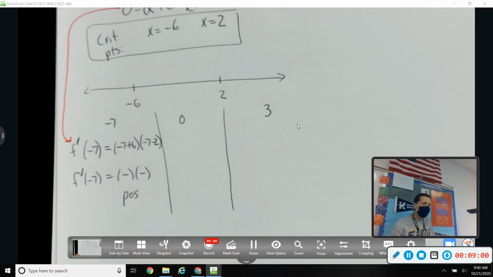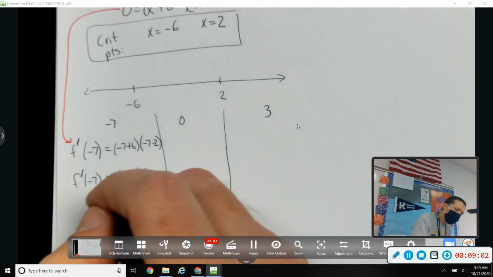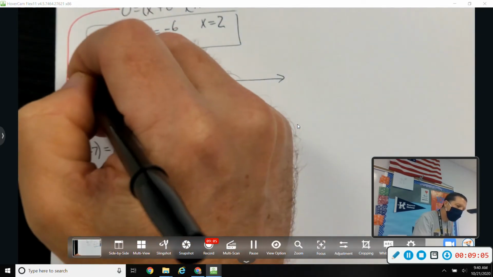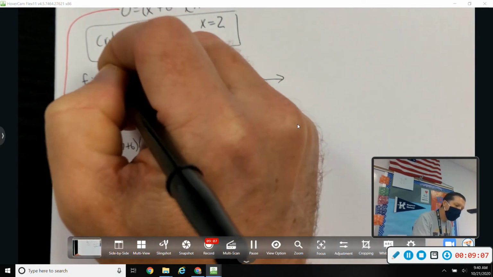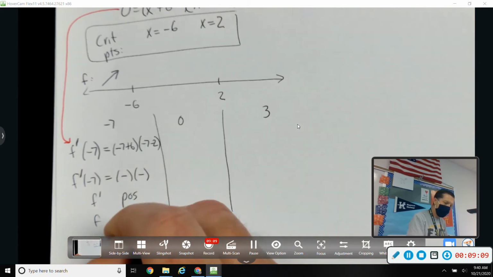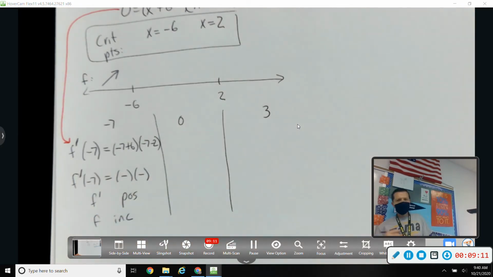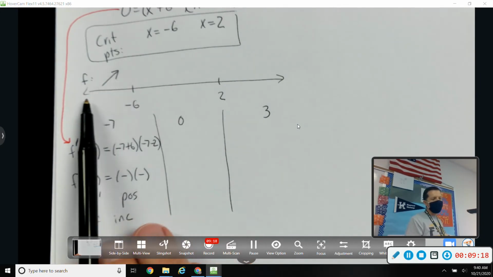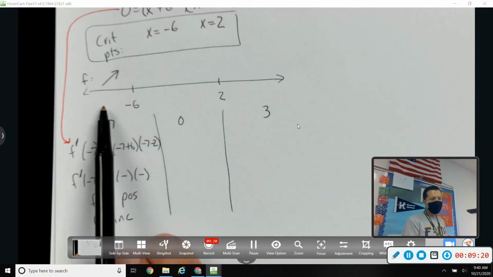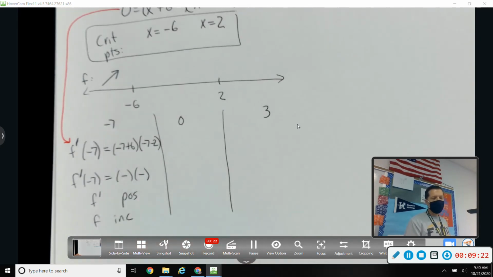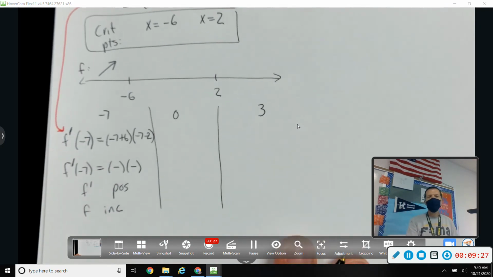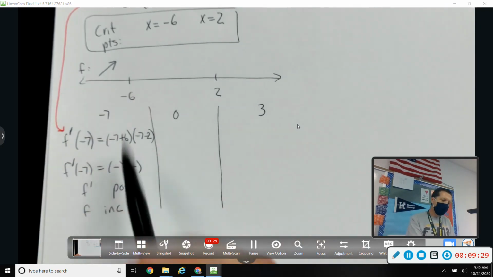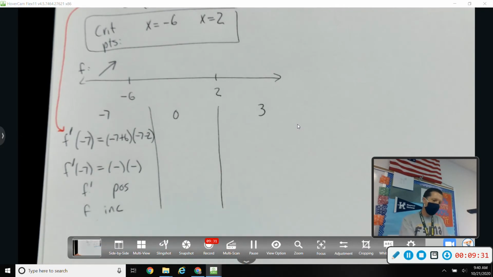If the derivative is positive, f prime is positive, that means f is increasing. So I can handle this a couple different ways. I can write f as increasing, or what a lot of people like to do is just to draw it increasing, because this is going to sort of mirror the graph. So when we get to graphing, if you're used to drawing a little up arrow, we have a rough picture of what the graph will look like. So on this interval, f is increasing because f prime is positive.